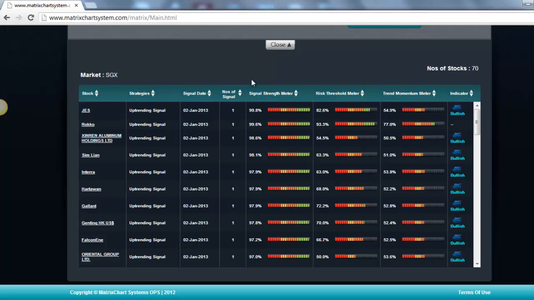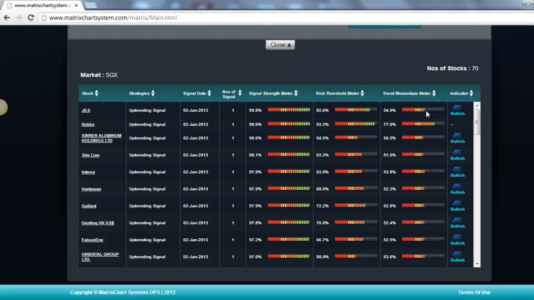The more important columns that you need to know are the signal strength meter, the risk threshold meter, and the trend momentum meter. The signal strength meter tells us the strength of the signal, which means it tells us how much more probable it is for the stock to move in that particular trend. The risk threshold meter tells us how much risk we are taking when placing a trade in this stock. The trend momentum meter tells us how fast the stock is moving, how much faster it could go, or is it slowing down.